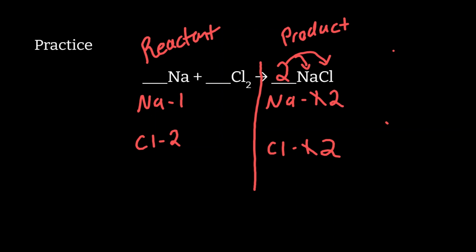So by balancing out the chlorine, we unbalanced our sodium, and we need to go back and fix that. Now, the coefficient that is going to go in front of our Na is going to be a 2 as well. So that will multiply my number of sodium atoms by 2. So I end up with 2 sodium atoms on the reactant and the product side. I end up with 2 chlorine atoms on the reactant and product side as well. Now, whenever we have a blank, we are able to fill this in with a 1, or we are able to leave it blank as well.